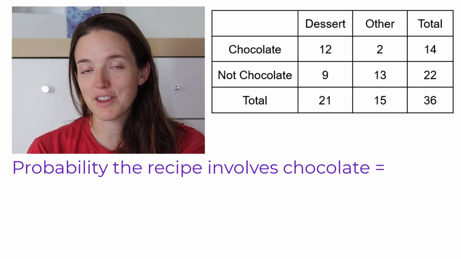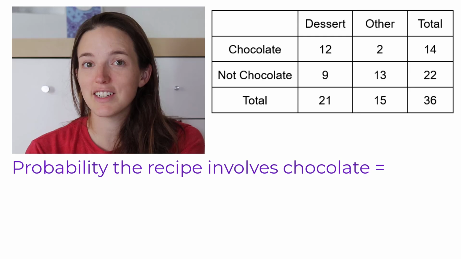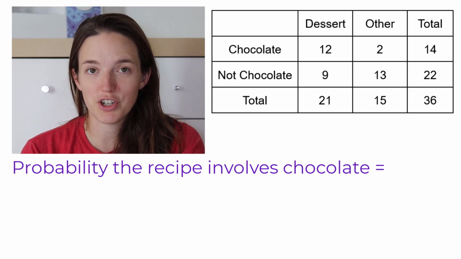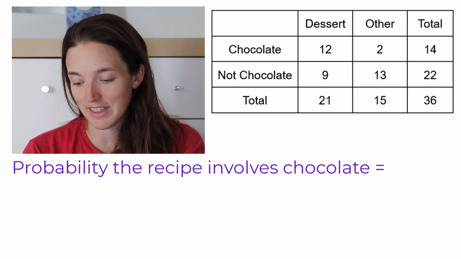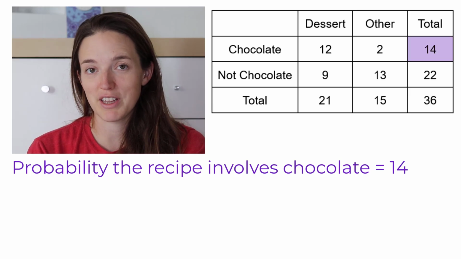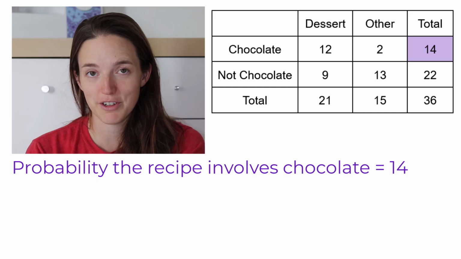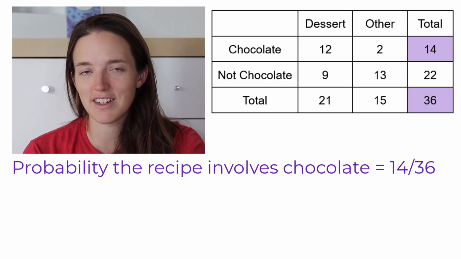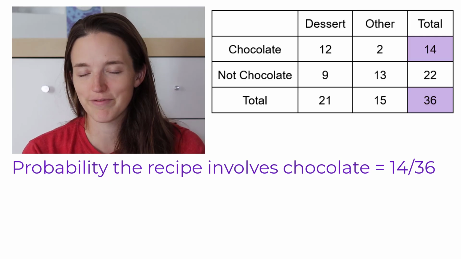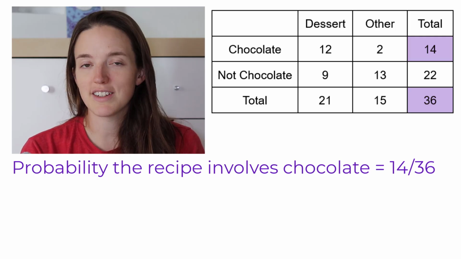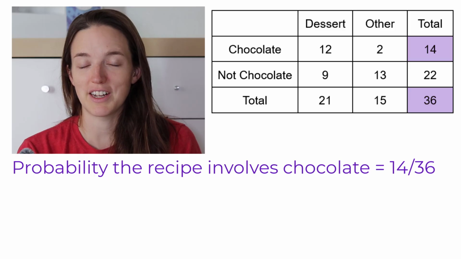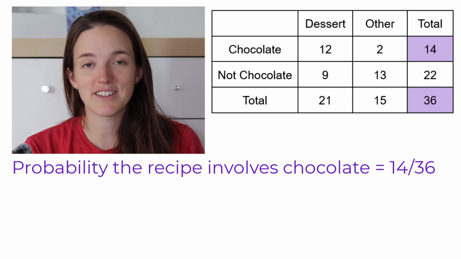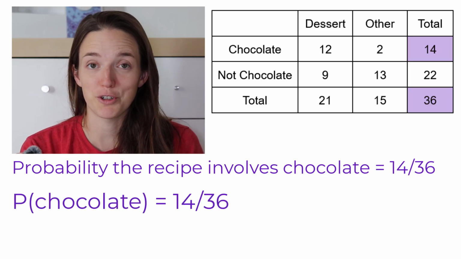What's the probability that the recipe I randomly select is a recipe that involves chocolate? Well, I'd have to count up the total number of chocolate recipes, which in this case looks like it's 14, and then divide that by the total number of recipes in the table, so 36. For the sake of simplicity, let's just leave fractions unsimplified. Let's not deal with percents and decimals. It's just 14 over 36. When I said in words, what's the probability that a randomly selected recipe is a chocolate recipe, I could have converted that into symbols like this. A lot easier to write.